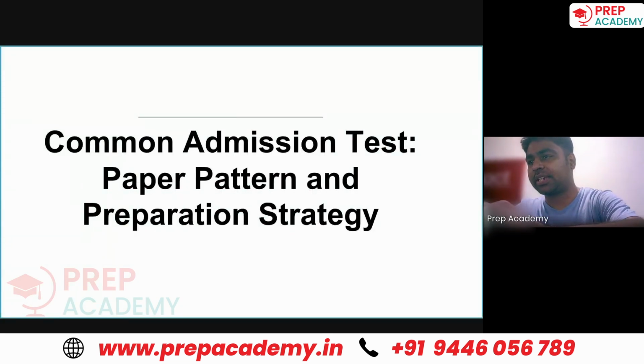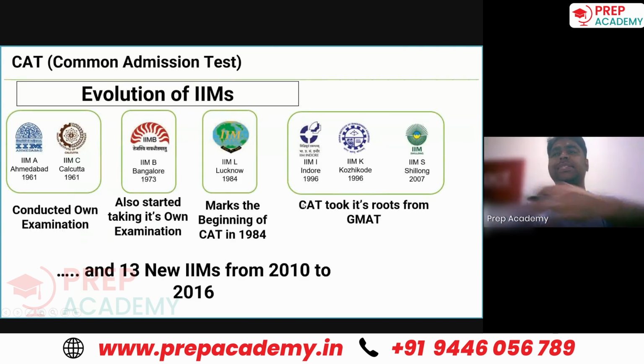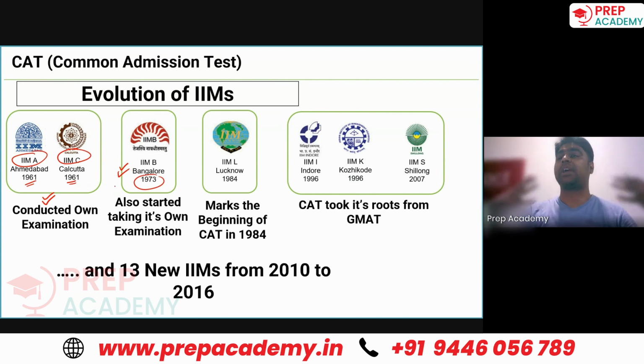Are you able to see the screen now? Yes, sir. Okay, so this is the evolution of IIMs. Earlier, there used to be just two IIMs which used to conduct their own examination, like IIM Ahmedabad and IIM Calcutta. Then came the year 1973 when IIM Bangalore also came and said, I will also be an IIM now. It started taking its own examination again. So there were three IIMs taking their own examination.